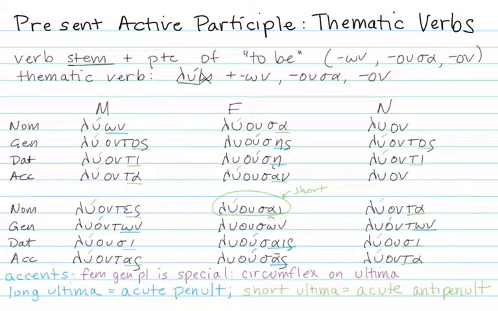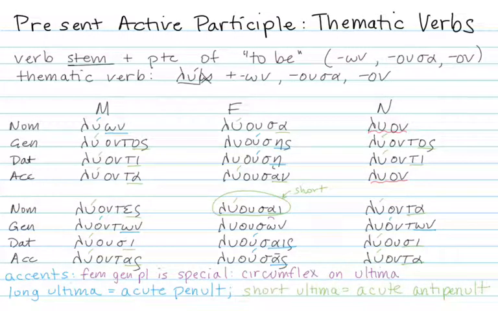And then just remember that for the purposes of nouns and adjectives, that final alpha iota on the feminine nominative plural is considered short. Other times, alpha iota would be long, but in feminine plural nominative, it's short.